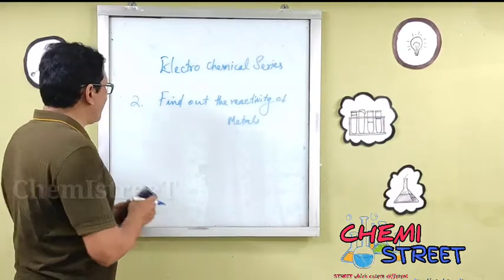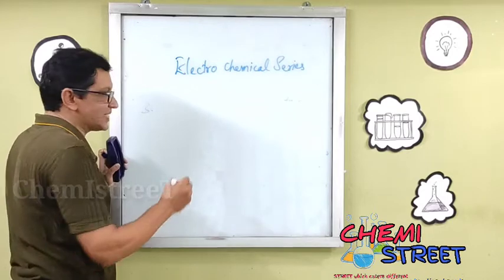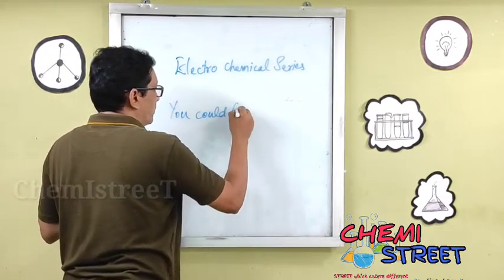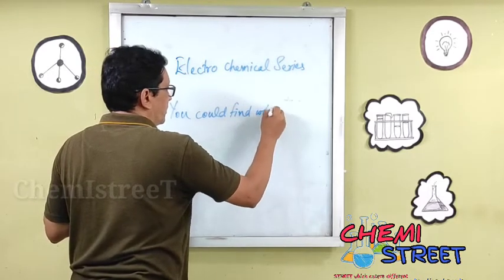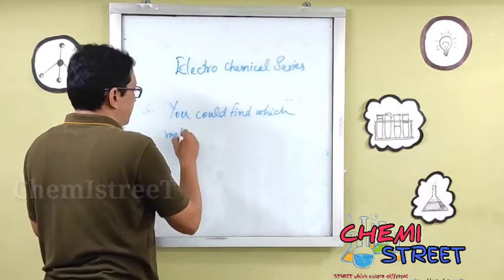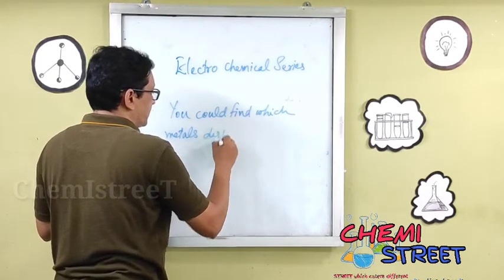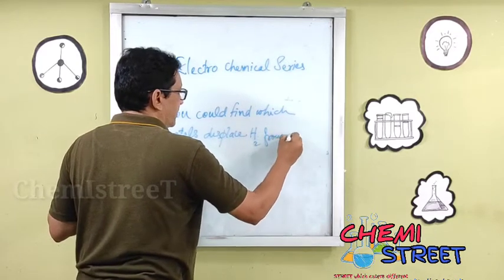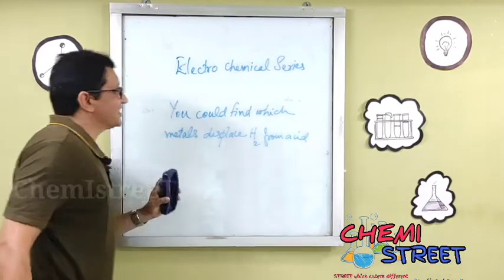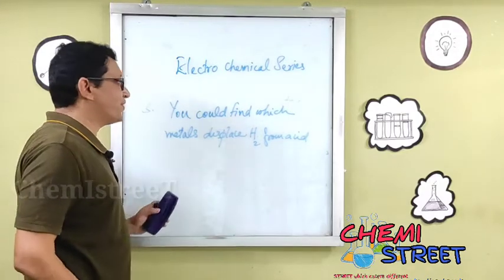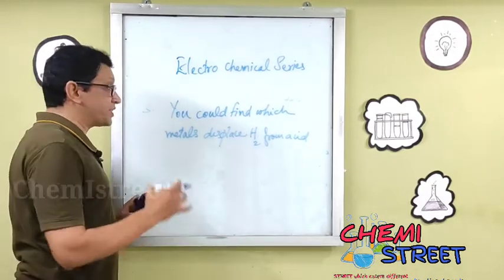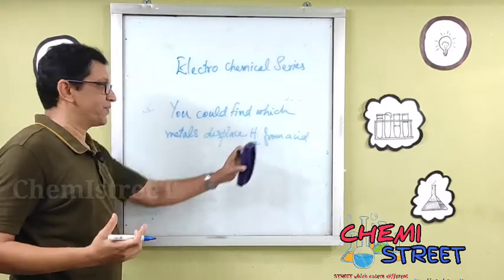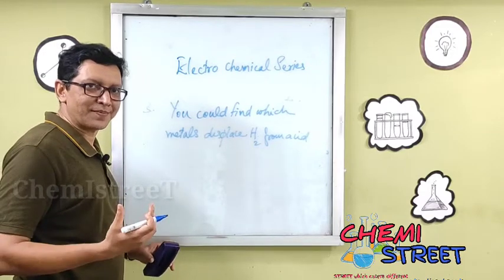Shall we move to the third application? The third application is finding which metals displace hydrogen. This electrochemical series is a wonderful way in which you could find out all the metals which could displace hydrogen from an acid. That is a very useful thing, isn't it?